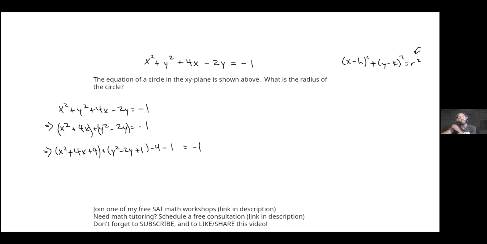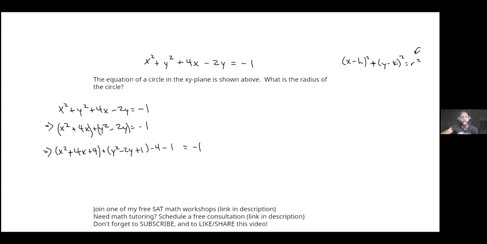Now the reason why you have to add it on the inside and then subtract it on the outside is because ultimately you do not want to change this equation. If you only added it here, you've literally created a whole new math problem. So you want to make sure that you negate whatever you add so that ultimately you haven't changed anything.